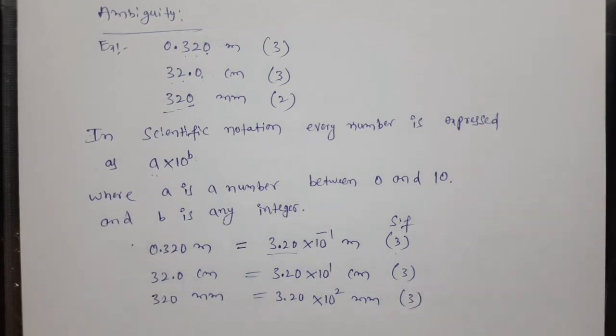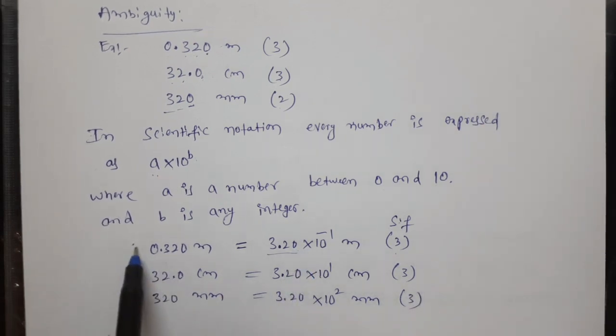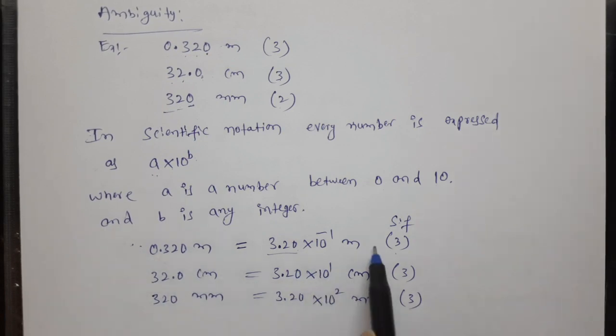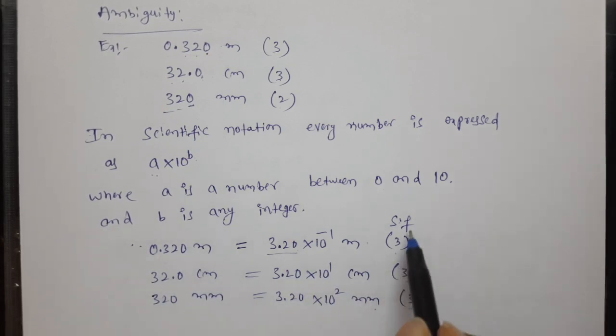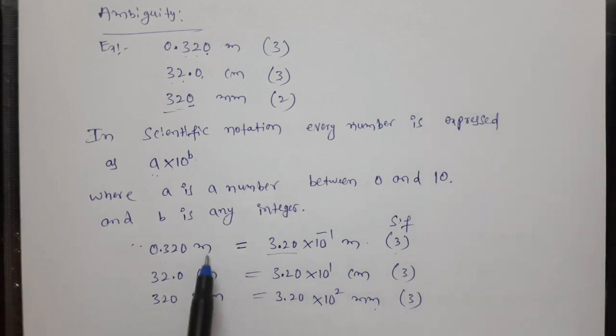Yes, see here. So in the three cases, when we express the three values in scientific notation, whether it is meters or centimeters or millimeters, the number of significant figures remains the same. That is the reason why it's better to represent any quantity in scientific notation. Even if you change the units, the number of significant figures does not change. It remains constant.